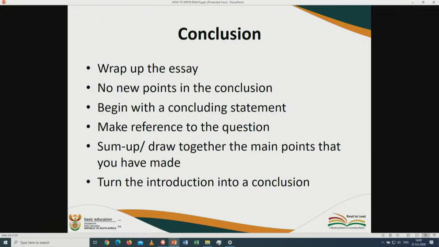Now, your conclusion. In your conclusion, you simply wrap up the essay. You can say in the conclusion, like I have said in the beginning, the Great Leap Forward and the Cultural Revolution had failed to transform China into a modern industrial state. I have given a body of evidence to show it failed because of this and this and this. So no new evidence or points should be included in the conclusion.